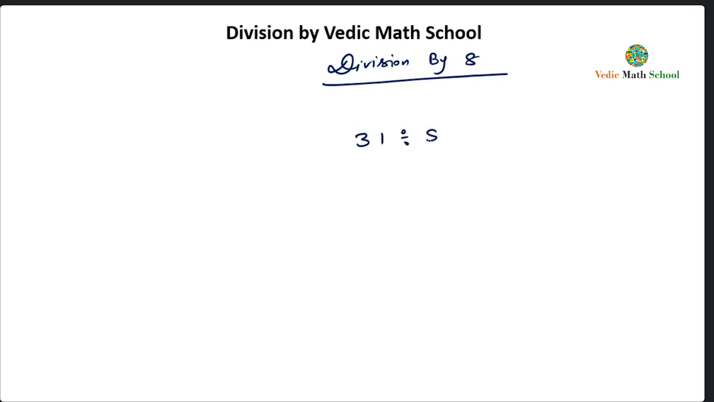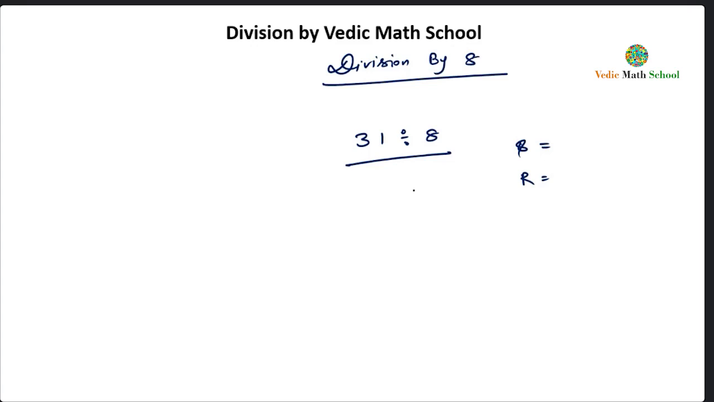31 divided by 8. Tell me what is the quotient and what is the remainder. Whatever method you know, you can follow and tell me the quotient and remainder. Then I will tell you the process here. Use your brain. Tell me the quotient and remainder. 3, 7. Okay, good. That is the correct answer.